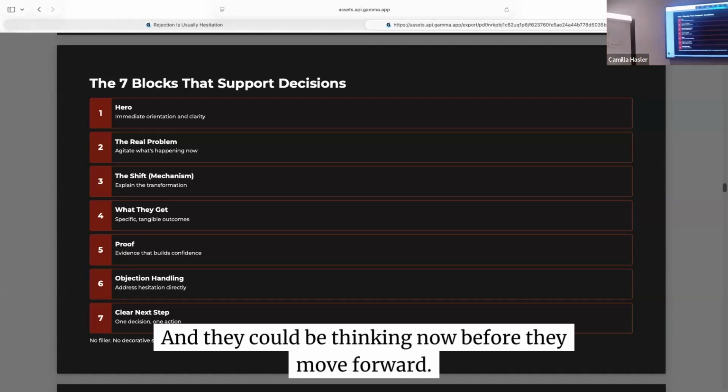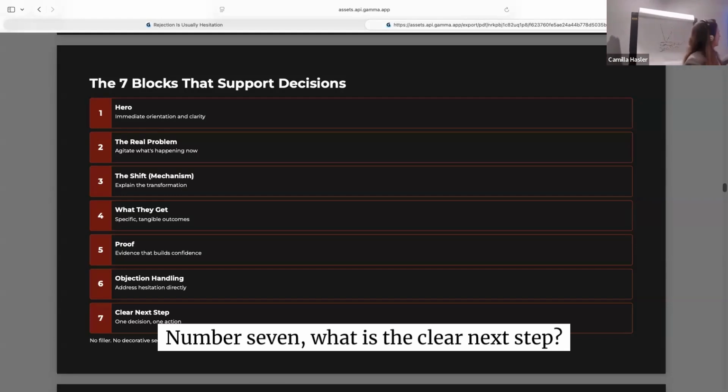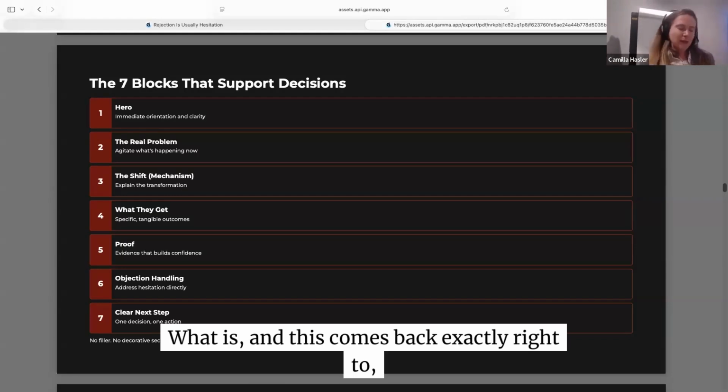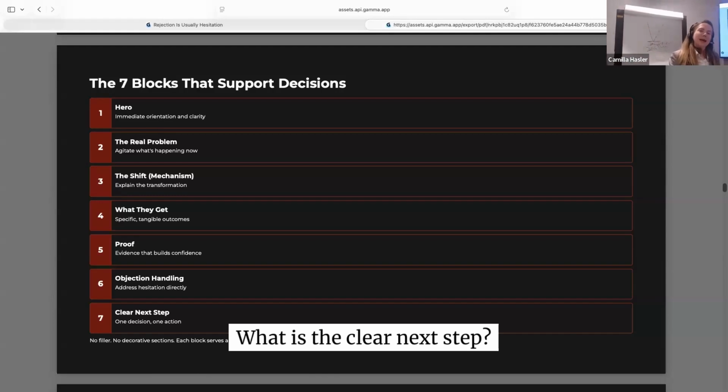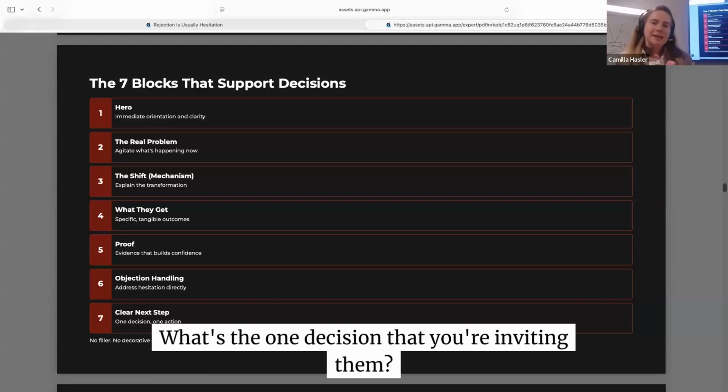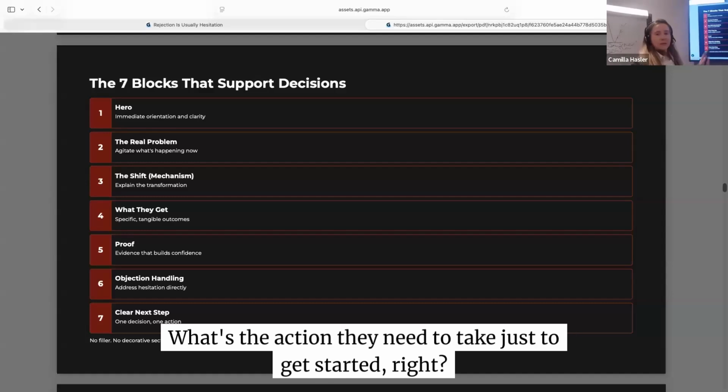move forward. Number seven, what is the clear next step? This comes back exactly to action taking and to the end of your pitch. What is the clear next step? What's the one decision that you're inviting them to make? What's the action they need to take just to get started?